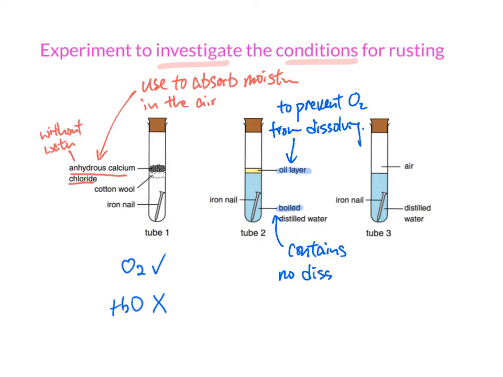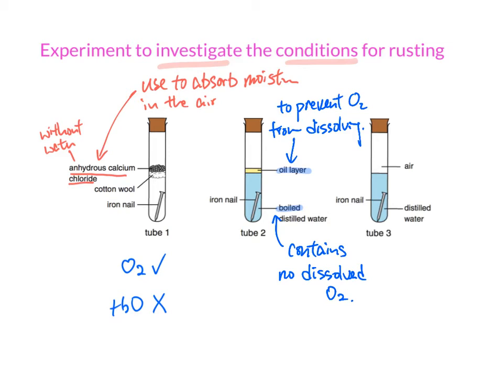So boiled distilled water contains no dissolved oxygen. You can find that in the second setup, the oil layer prevents oxygen from getting into the water, and the boiled distilled water has had the previously dissolved oxygen forced away.